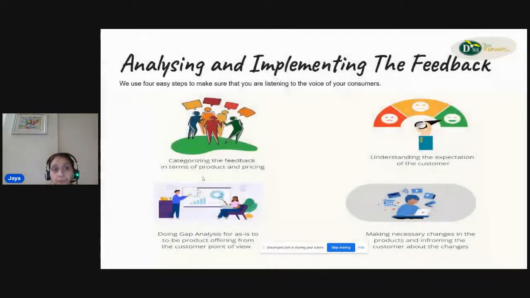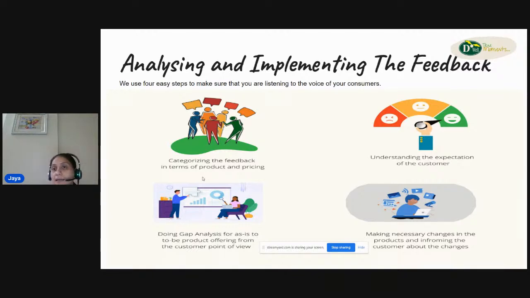Now, the second point that may come to your mind: how do we analyze the feedback we get from the customer, and how do we make that report for you? First, we categorize the feedback in terms of product or what you asked for, and we analyze whether it is about the pricing or about the product. That is why we categorize. Then, as the second step, we understand the customer's expectations about the product or the pricing.